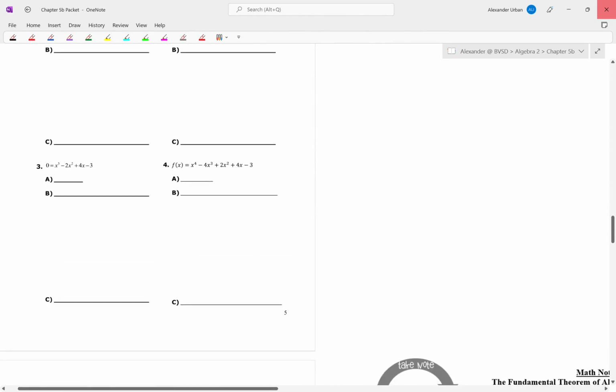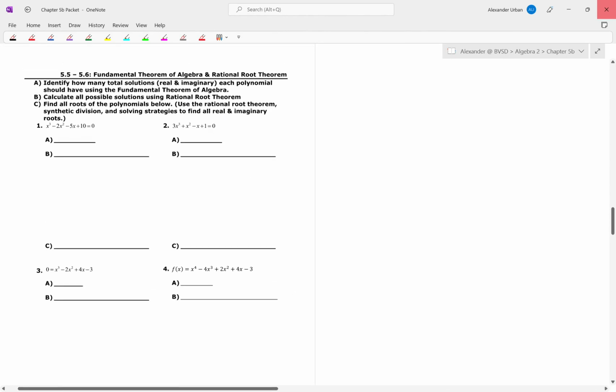But here are the questions that we're asking for on the homework. Identify how many total solutions there are, real or imaginary, for each polynomial. And that's going to be using the fundamental theorem of algebra. So that's just looking at the highest power. Then we're going to calculate the possible number of roots. So that's going to be using the RRT, or rational root theorem. That's just telling me, using the p-value, which is the constant, and the a value, or the leading coefficient, which is the q, how many solutions you possibly could have.